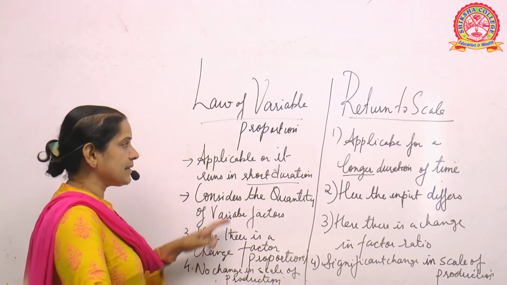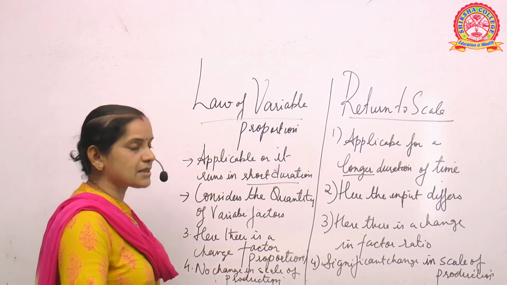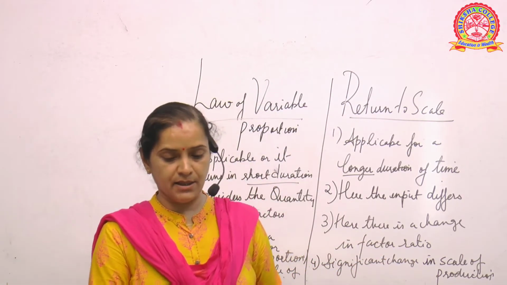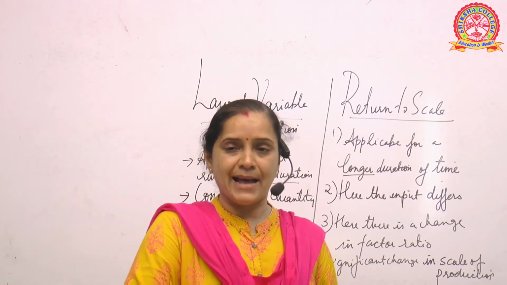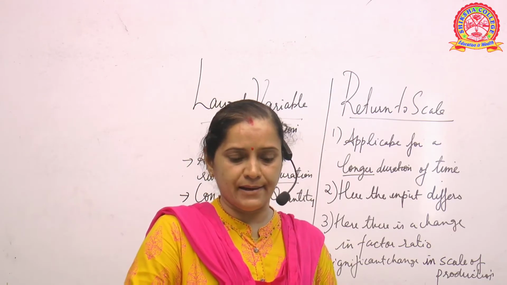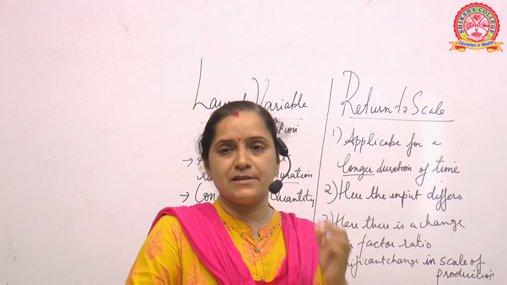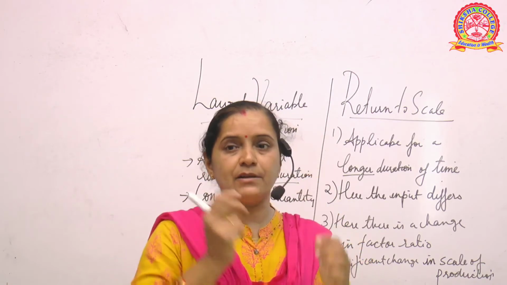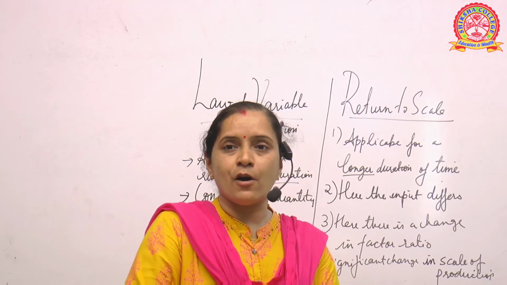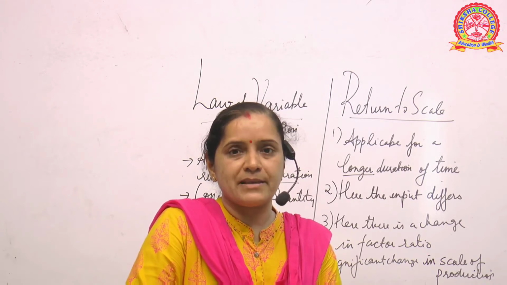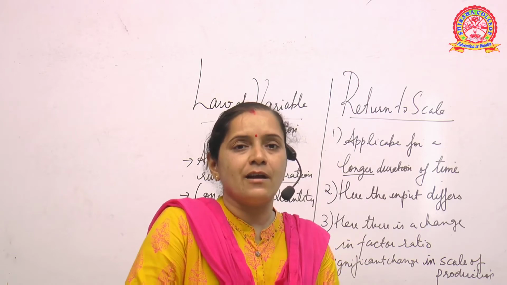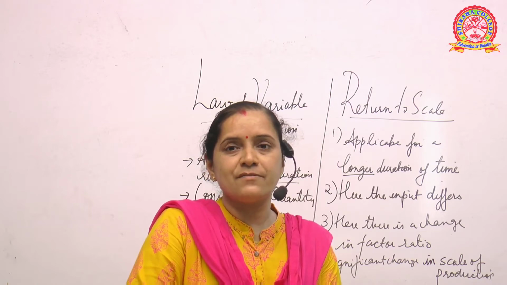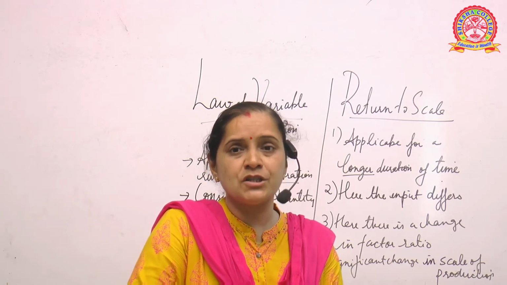And the last one: in the law of variable proportion there is no change in the scale of production, but in return to scale there is a significant change in the scale of production as well as in the outputs and inputs. Is it clear? These are the four basic differences between the law of variable proportion and return to scale. I hope this is clear because we have already discussed these two laws and I have given you some examples to establish how the law works, where it can be applicable, and what its significance is. So with this we complete your production chapter.